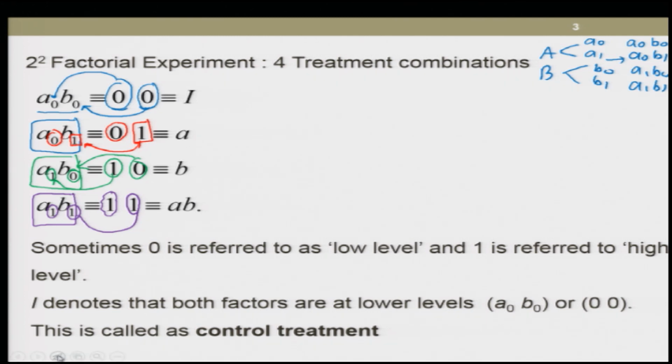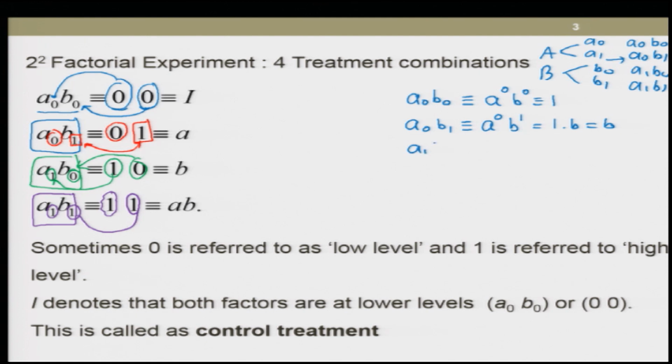And besides this, there is another alternative. If you consider A0 B0 as A raised to the power of 0 and B raised to the power of 0, then this becomes 1. Similarly, if you consider A0 B1, and the subscript becomes the power, then this becomes A raised to the power of 0 and B raised to the power of 1. So this becomes 1 into B, which is equal to B.